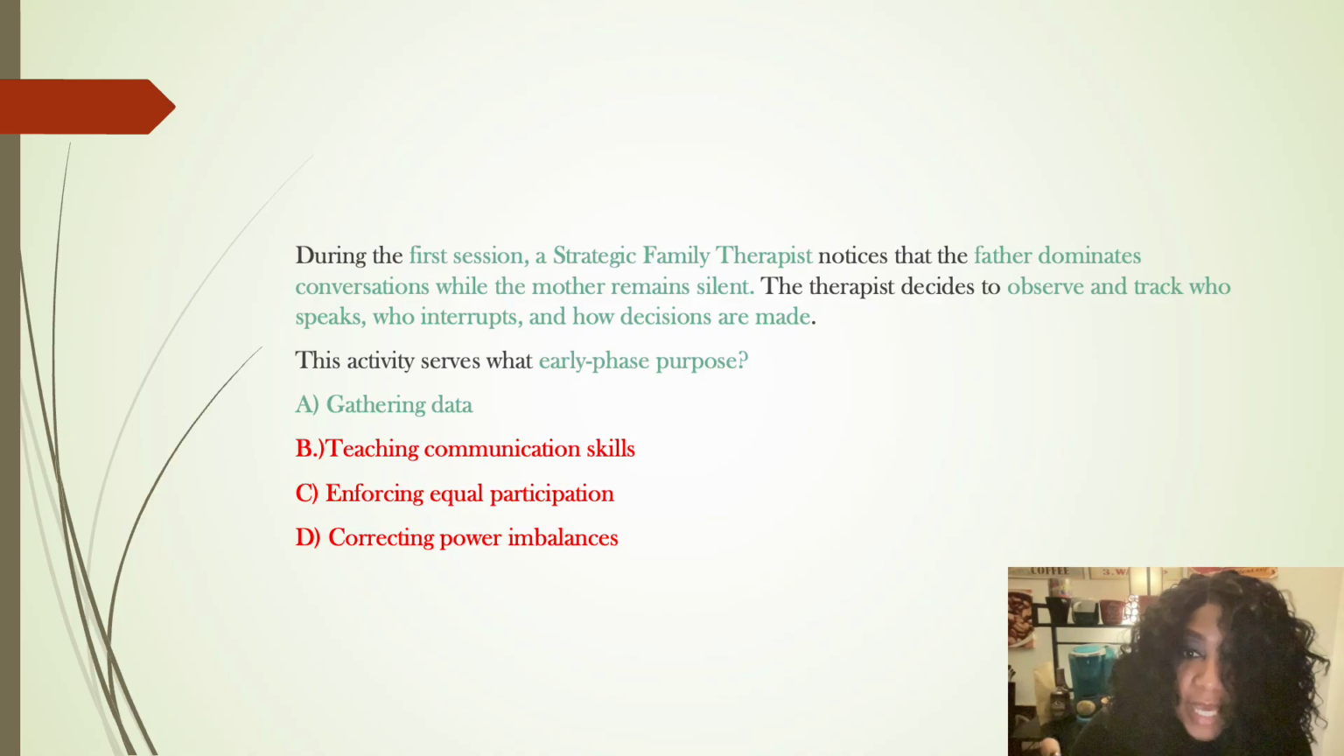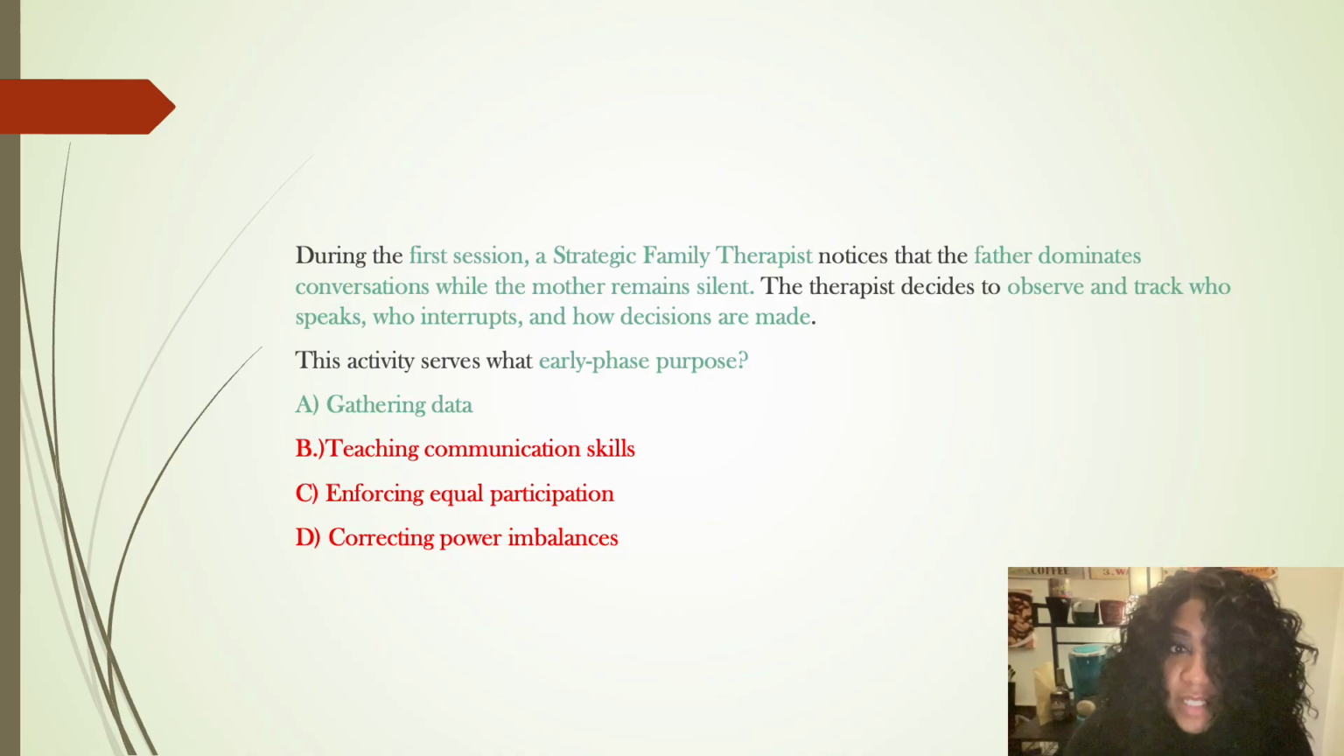So right there we see that there's something going on. The father thinks that he's the man, so he knows it all. We know sometimes Jay Haley, like, with the whole man thing, I just don't understand, but whatever. But the mother is just remaining silent, so we've observed that. But then the therapist is now observing and tracking what's going on with this family, how the decisions are made, and who interrupts who when they talk. This is an early phase activity that they're doing.